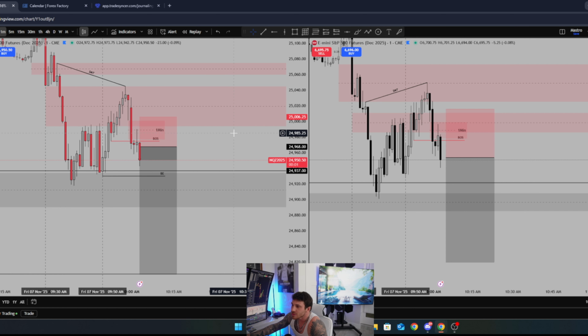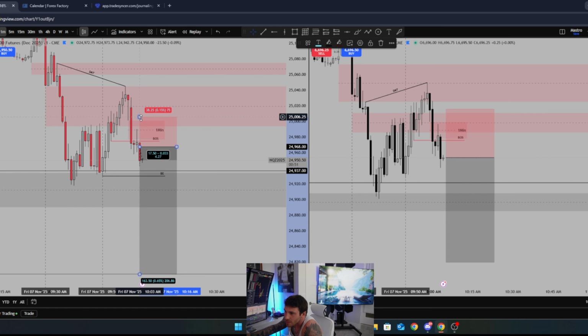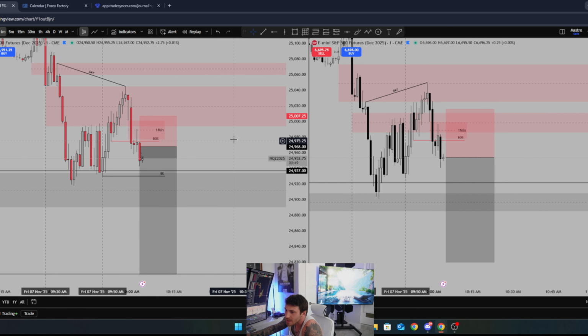I might enter a short position here. Really might. I'm going to go on 1 micro here. And we're going to put our stop above this fair value gap at 07. What is it at? 25007.